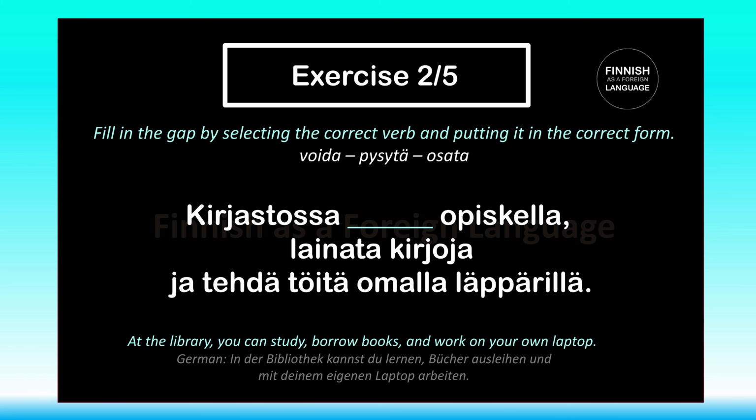Next one, number 2. We want to say, at the library you can study, borrow books, and work on your own laptop. Kirjastossa opiskella, lainata kirjoja ja tehdä töitä omalla läppärillä. What do we have to fill in? Voida, pystyä, or osata. Also here again, don't forget to put the verb into its correct form.